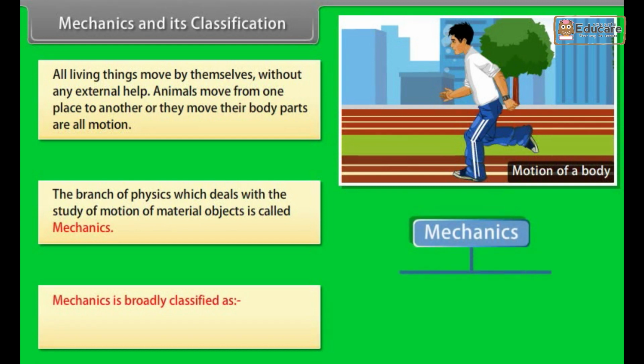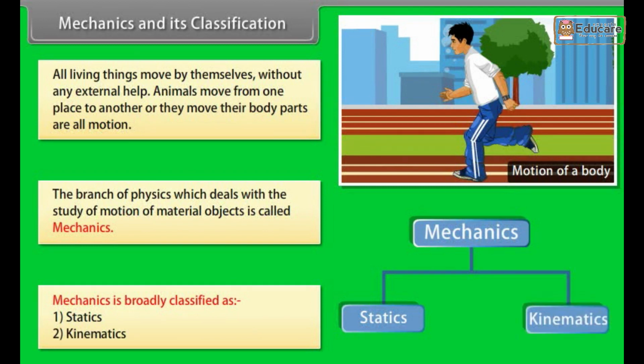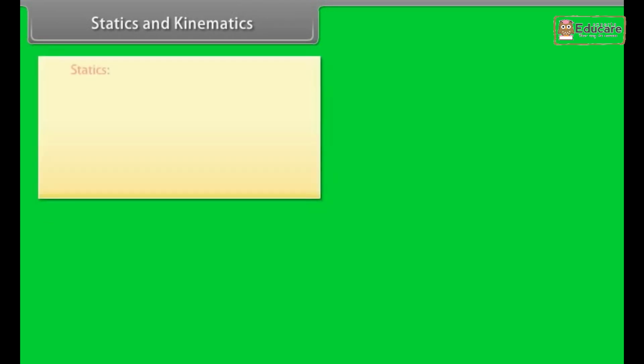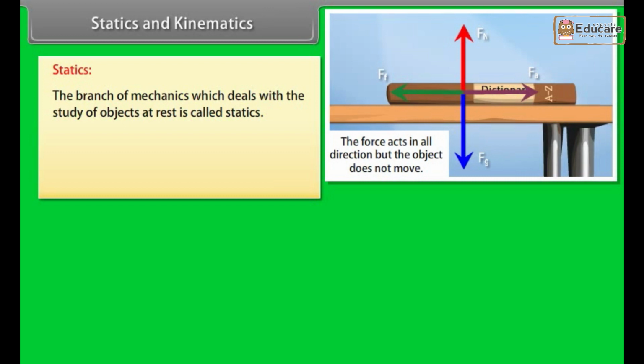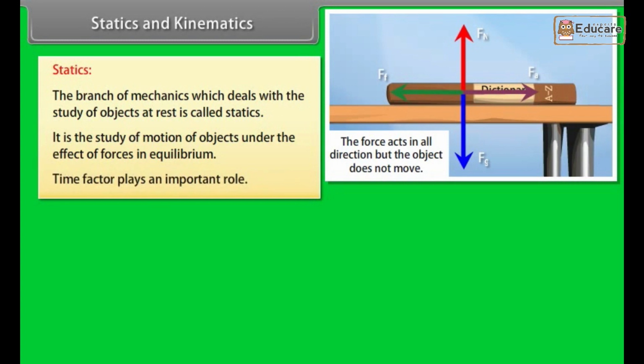Mechanics is broadly classified as 1. Statics, 2. Kinematics. Statics. The branch of mechanics which deals with the study of objects at rest is called statics. It is the study of motion of objects under the effect of forces in equilibrium. Time factor plays an important role.